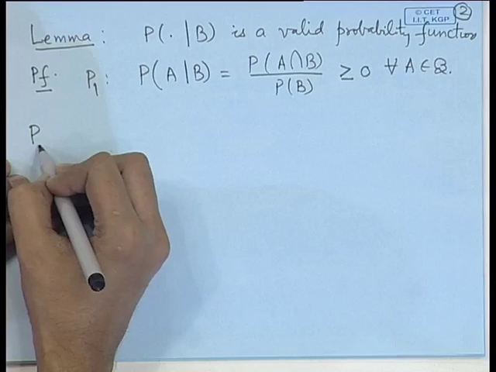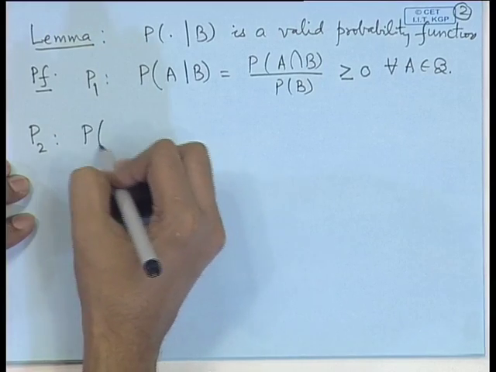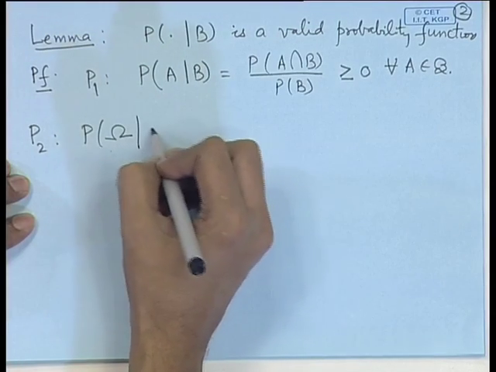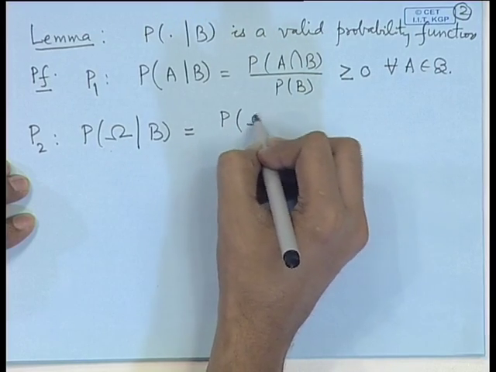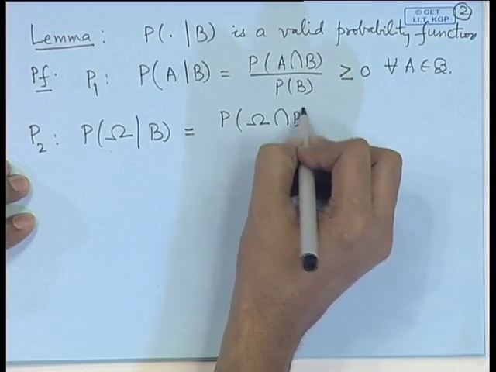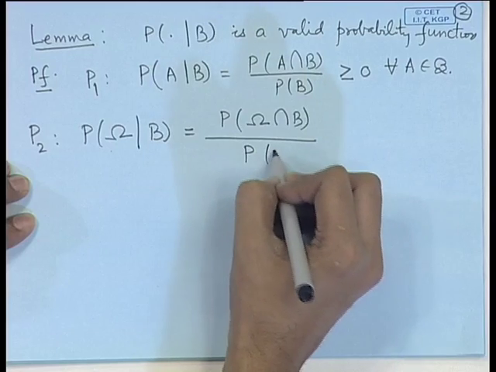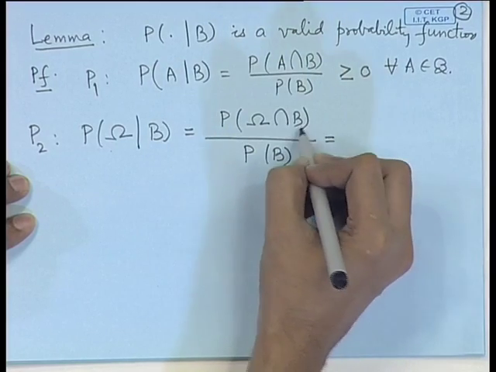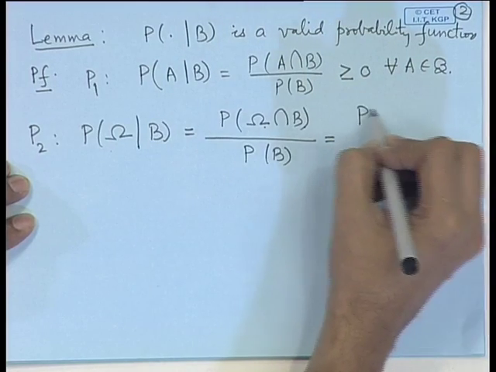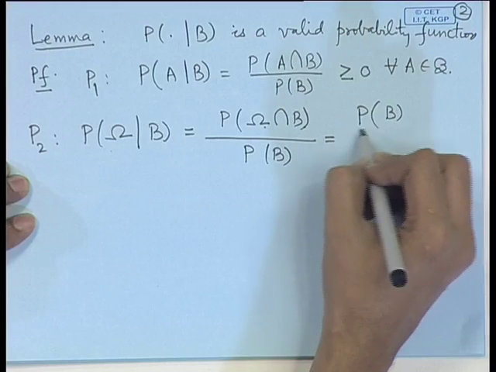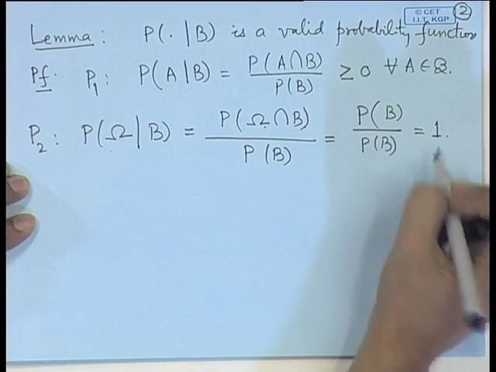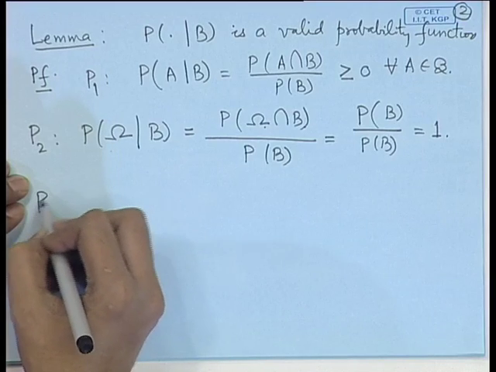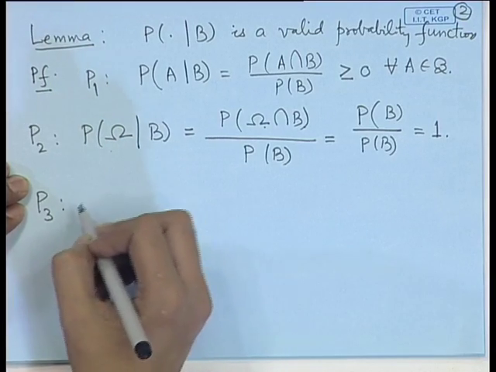Let us look at the second axiom, probability of omega given B. This is equal to probability of omega intersection B divided by probability of B. Now, note that B is a subset of omega, therefore the numerator will be probability of B divided by probability of B, and therefore it is equal to 1. The third axiom is the countable additivity axiom.